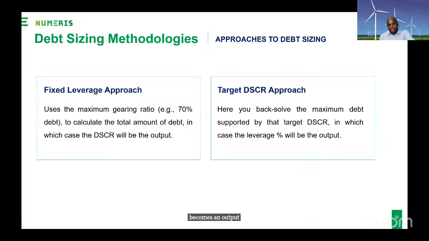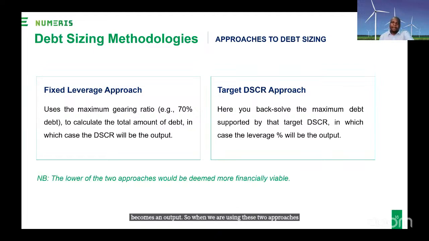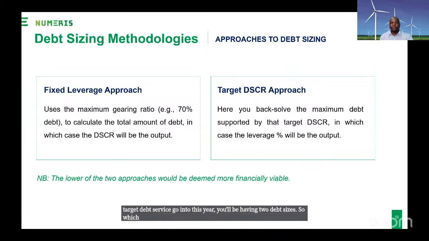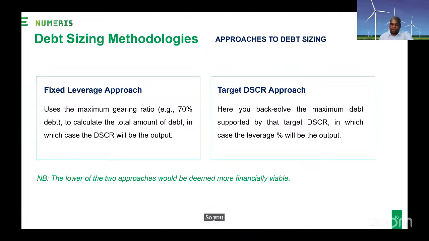When we are using these two approaches, we need to take the minimum of the two. You shall see in Excel that we use the min function to say, okay, based on fixed leverage and target debt service coverage ratio, you'll be having two debt sizes. So which one do you go with? You go with the minimum of the two.